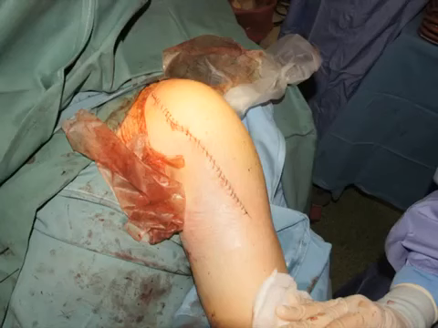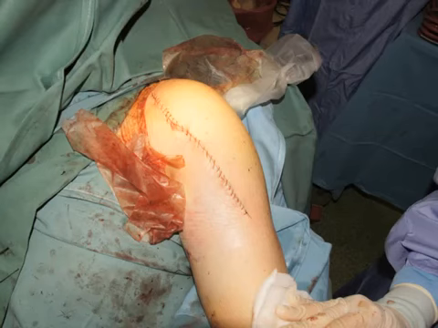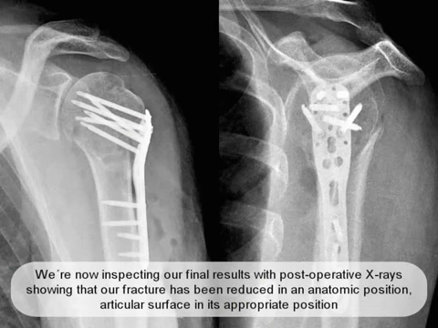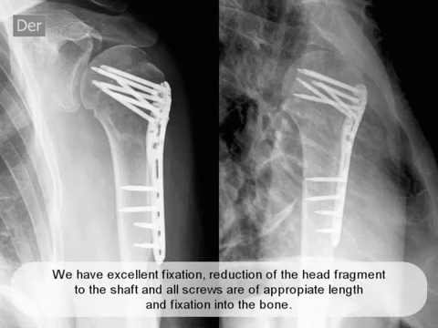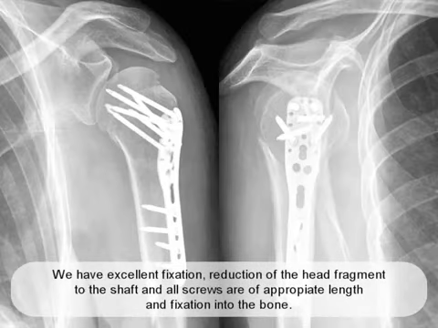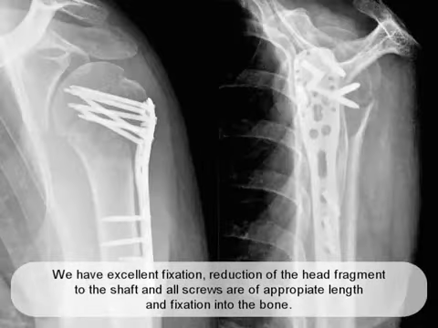Once fixation is complete, thorough irrigation of the wound is indicated and a multi-layer closure is performed. We're now inspecting our final results with postoperative x-rays showing that our fracture has been reduced in an anatomic position, articular surface in its appropriate position, tuberosities have been brought around and reduced anatomically. We see that the tuberosities and articular surface are at appropriate height, and we have excellent fixation and reduction of the head fragment to the shaft, and all screws are of appropriate length and fixation into the bone.